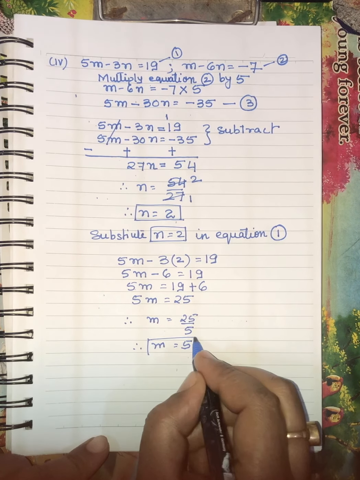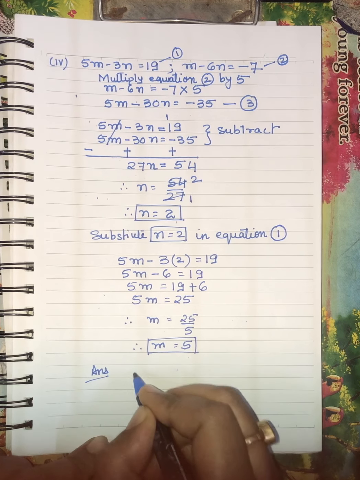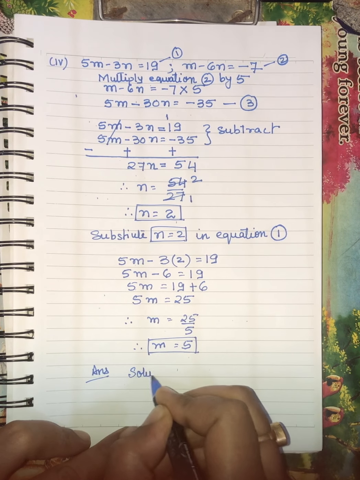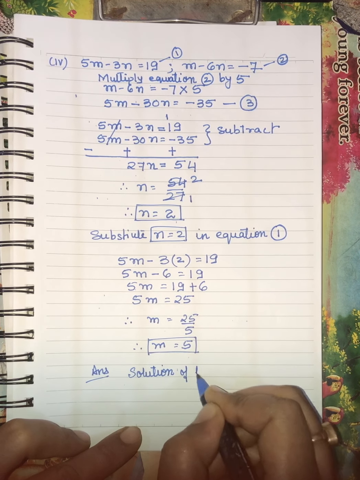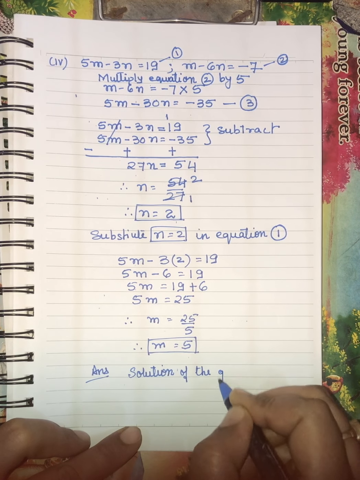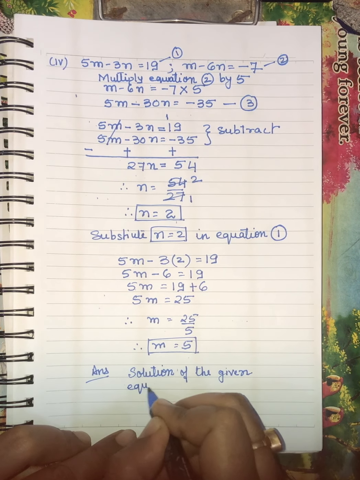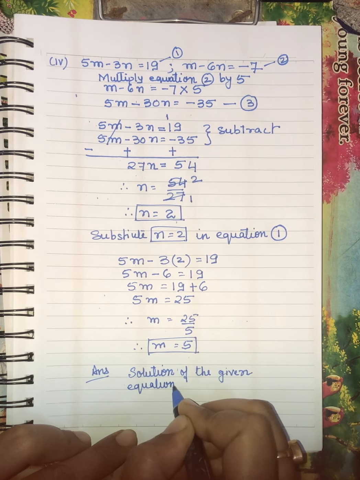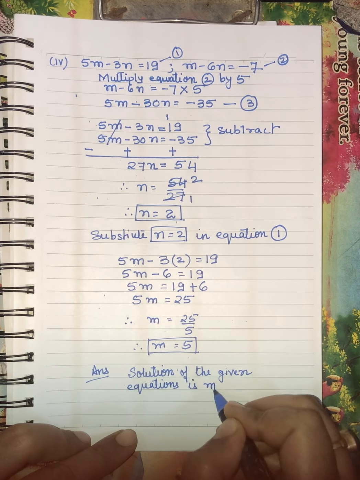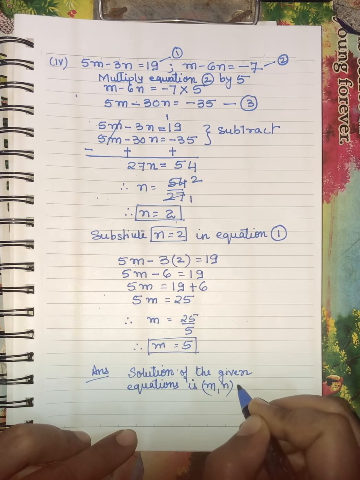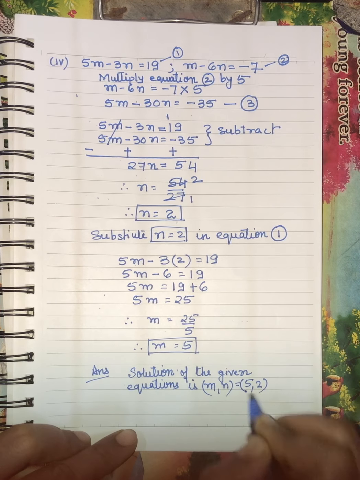So block it and write the final answer as: solution of the given equations is first m, then n, that gives us 5 and 2.